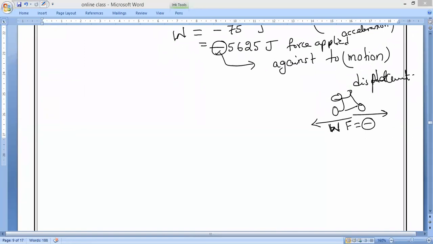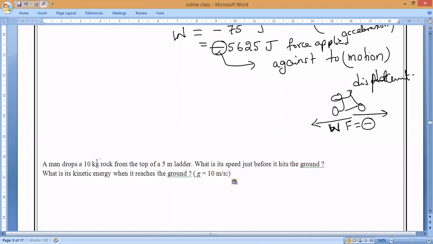Now, after this, the last question for today's class, you can do as homework also. So you can solve this question and you can leave from the meet. Or else you can take it as homework also. I will just give you an idea.